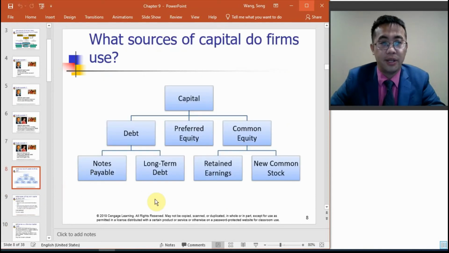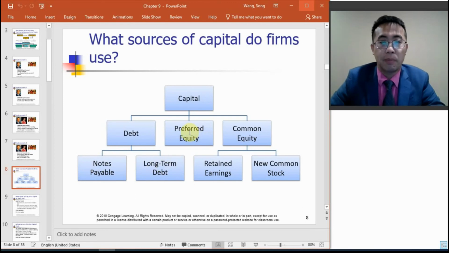And for the companies, the capital structure could be decomposed into these components. We have debt financing. The firm can borrow money from a bank. They can also issue long-term bonds. We learned corporate bond in chapter 5. They can also issue short-term notes payable. So notes are for short-term, bonds are for long-term.